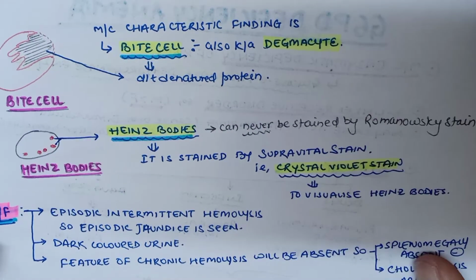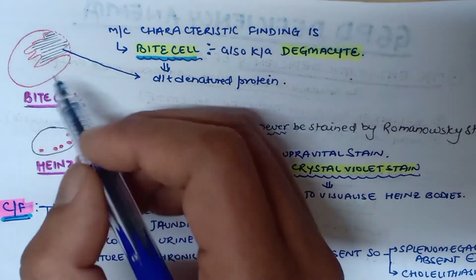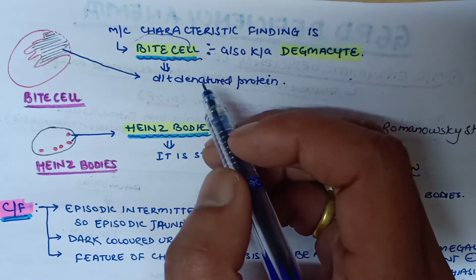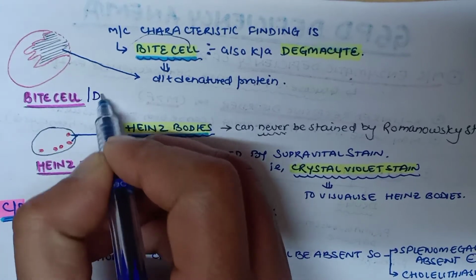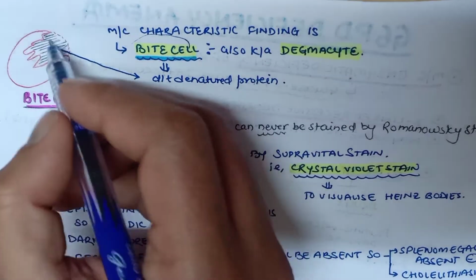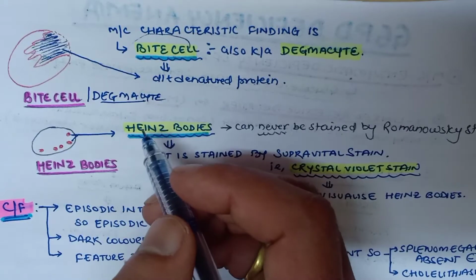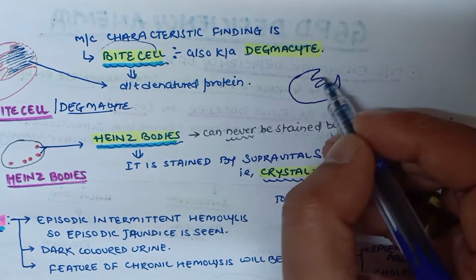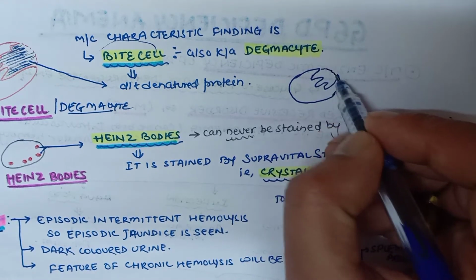In G6PD deficiency anemia, you will be able to see bite cells and Heinz bodies. Bite cells are the most characteristic findings of G6PD deficiency anemia. These bite cells are also known as degmacytes, and this portion is due to denatured protein. So it will look as if a bite has been taken from the RBC, and this portion is actually a denatured protein.